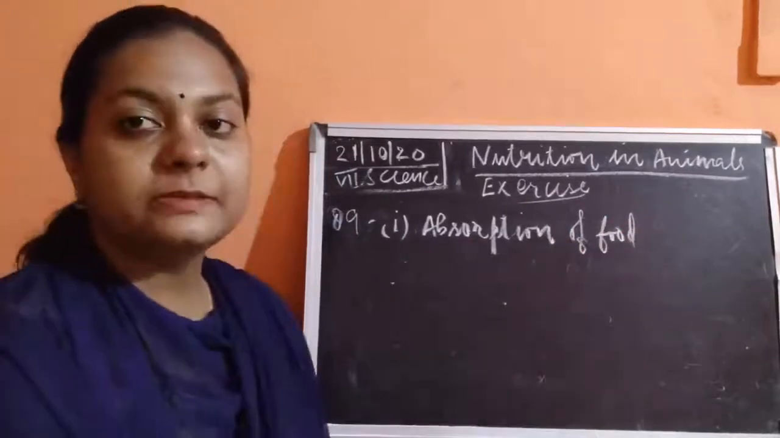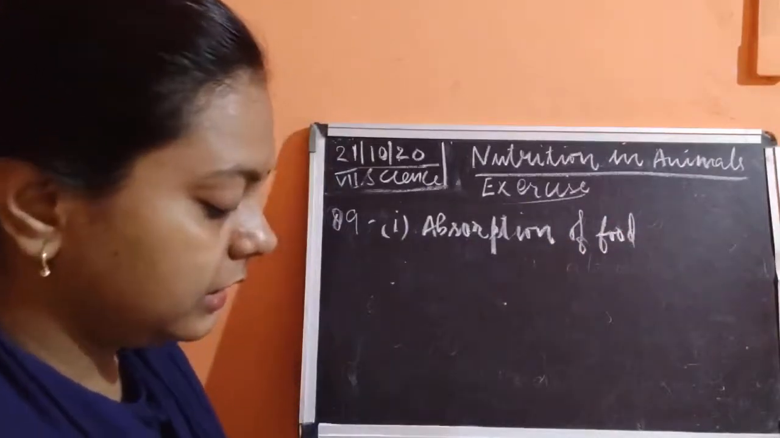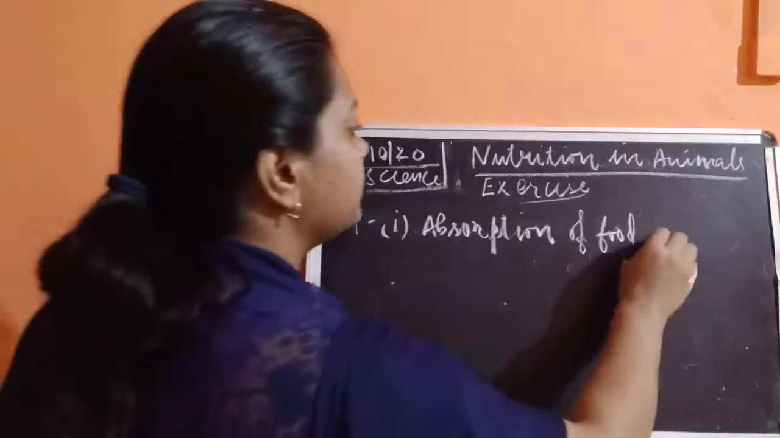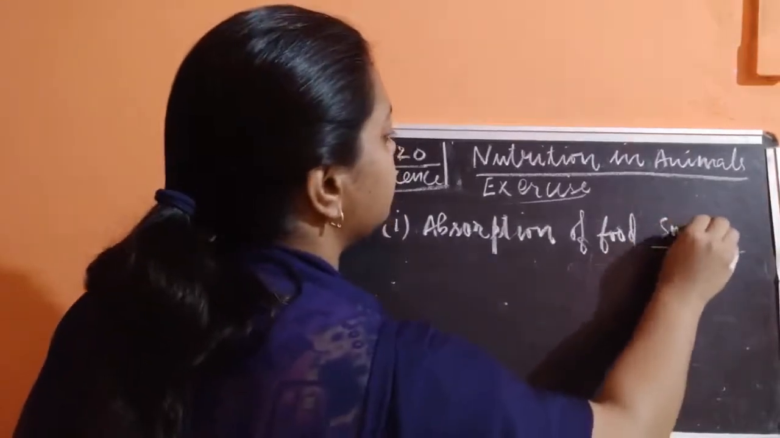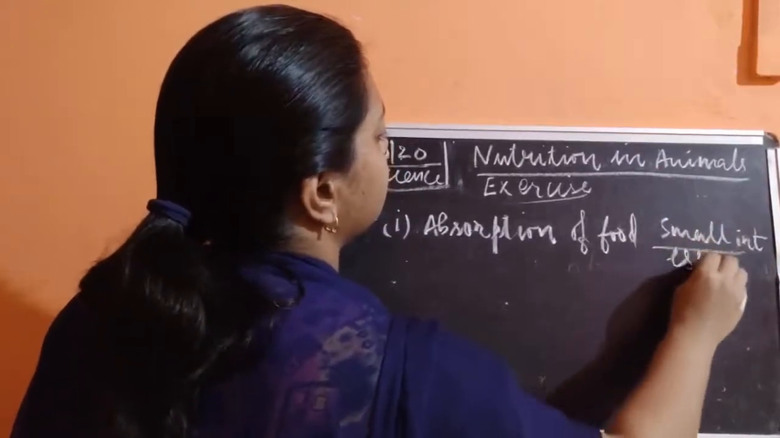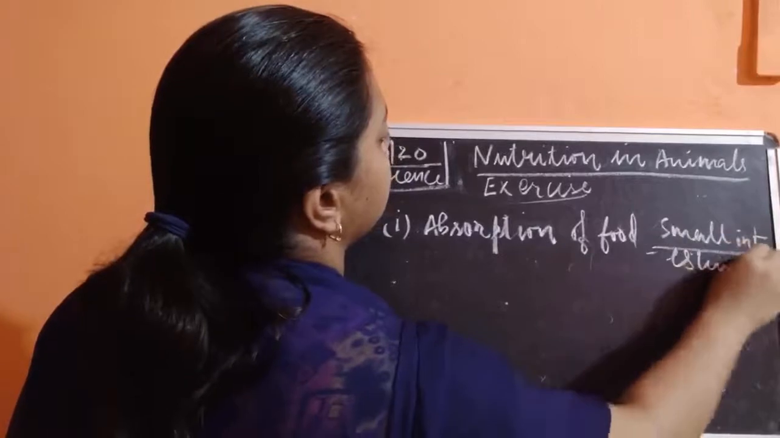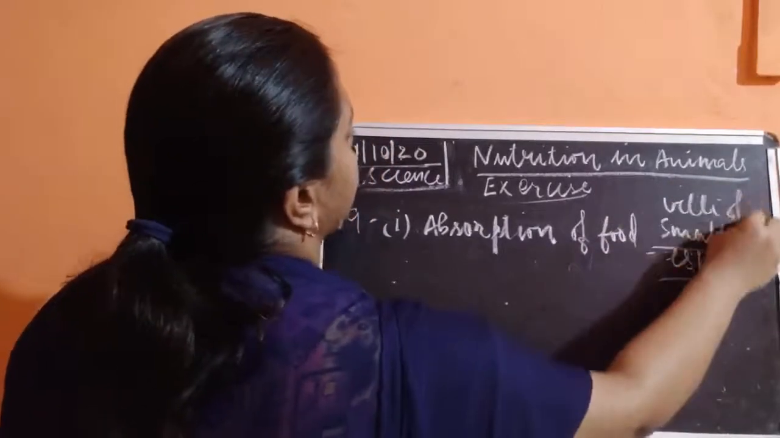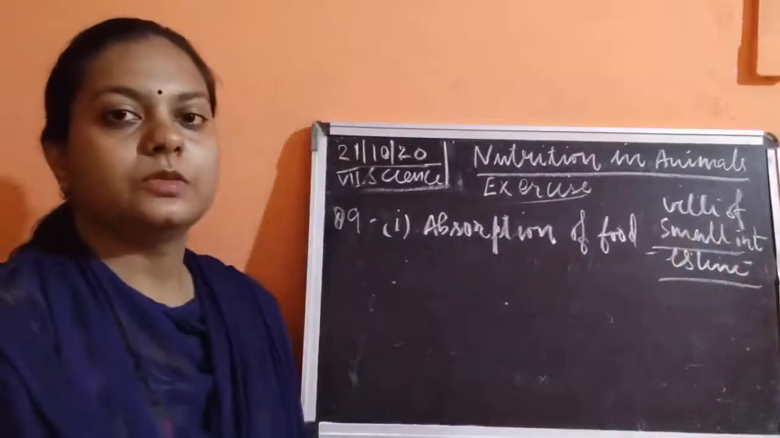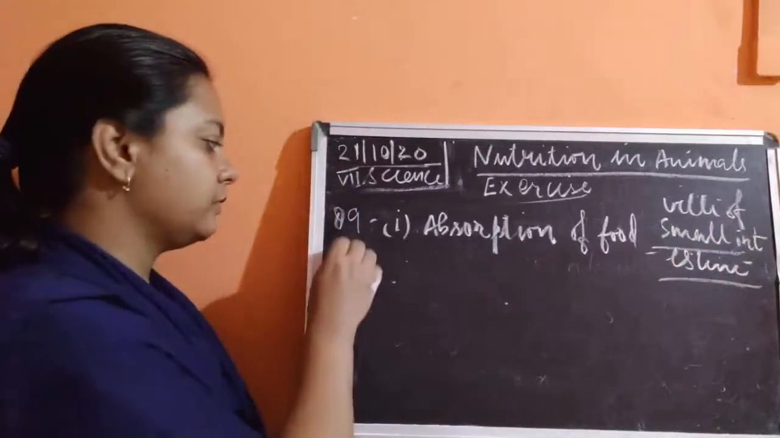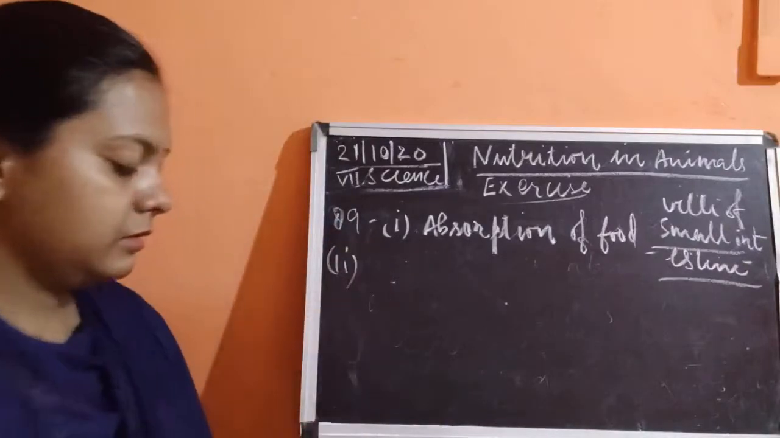Absorption of the food takes place in which part of the intestine, in which part of the digestive system? So here write down about small intestine. Villi of small intestine. So what is the answer?